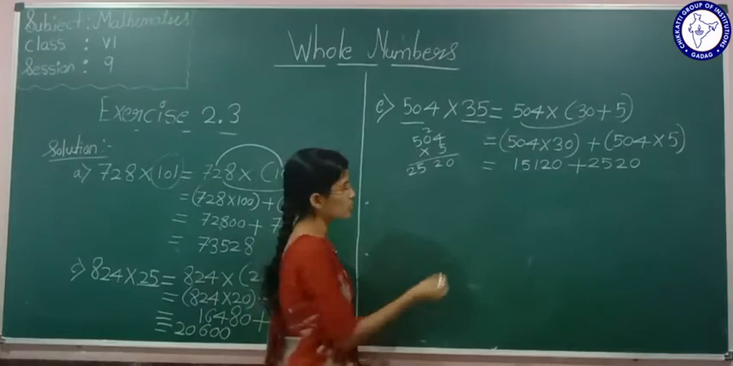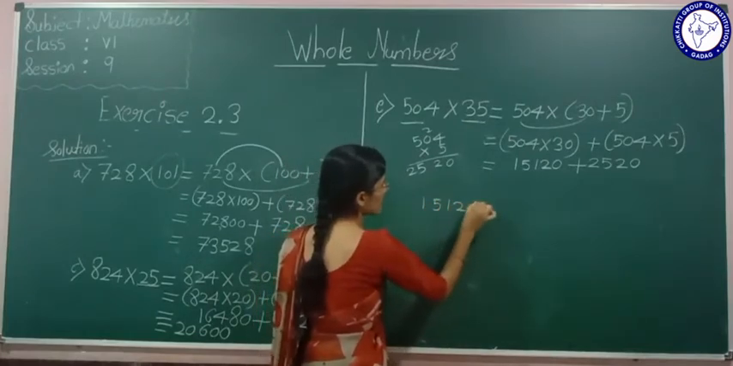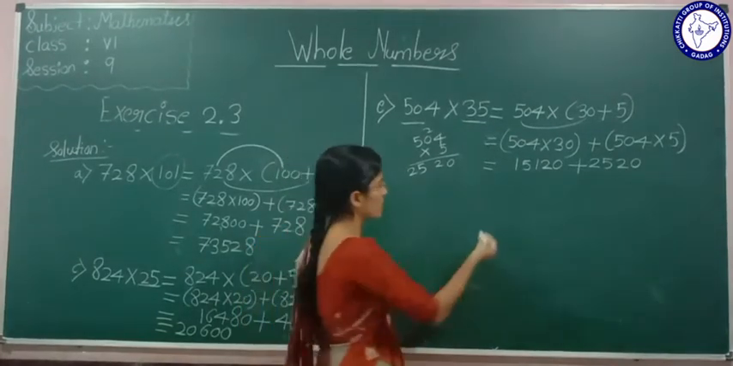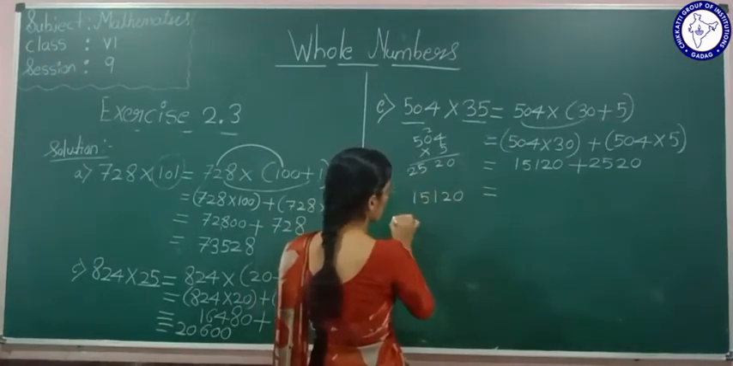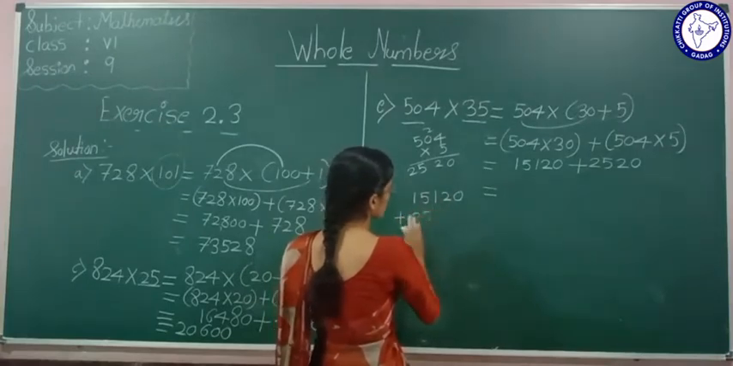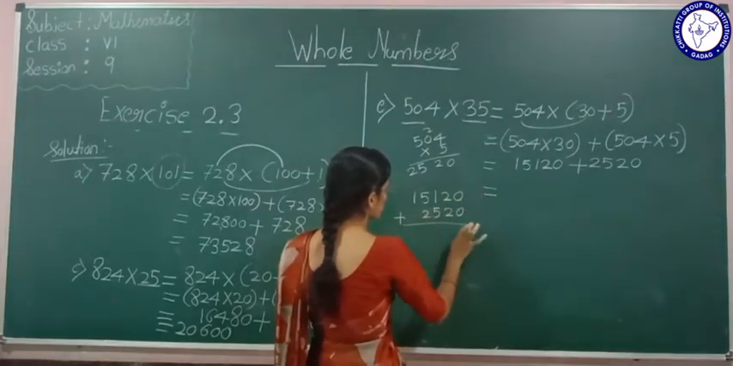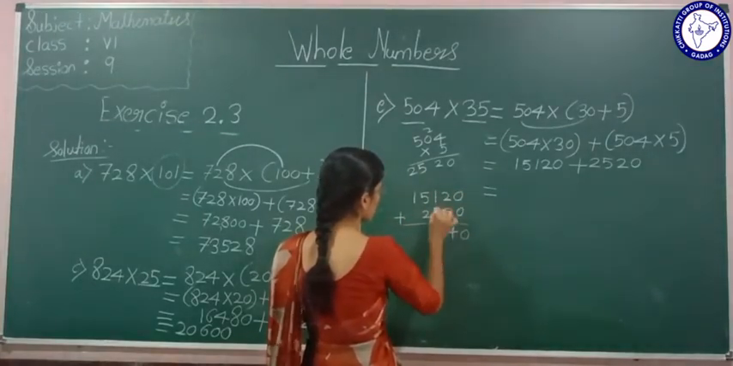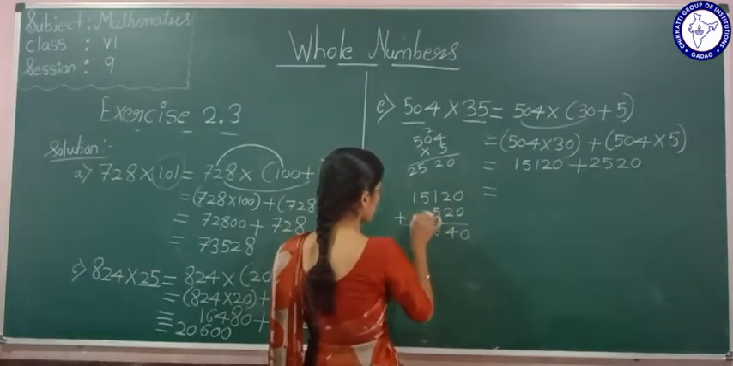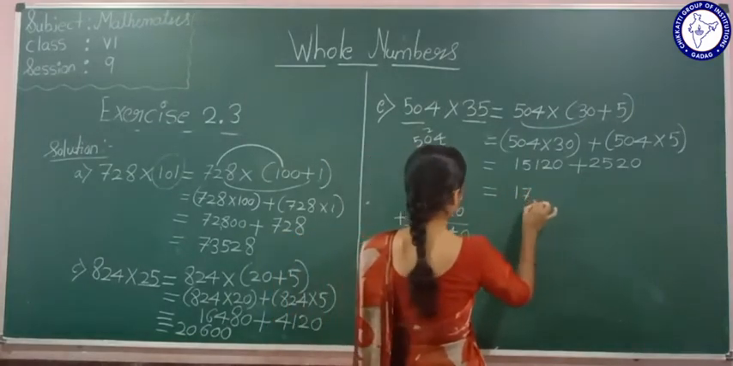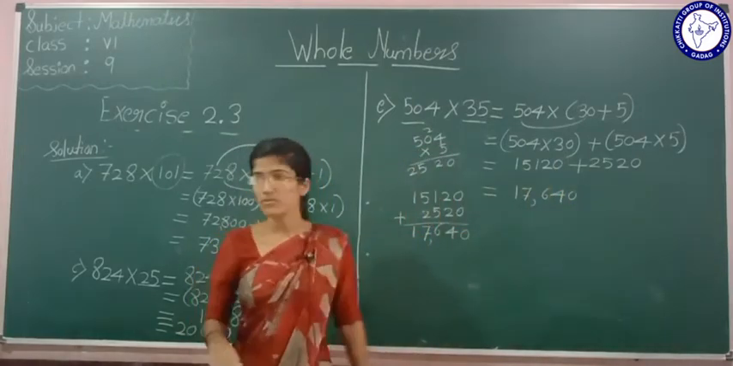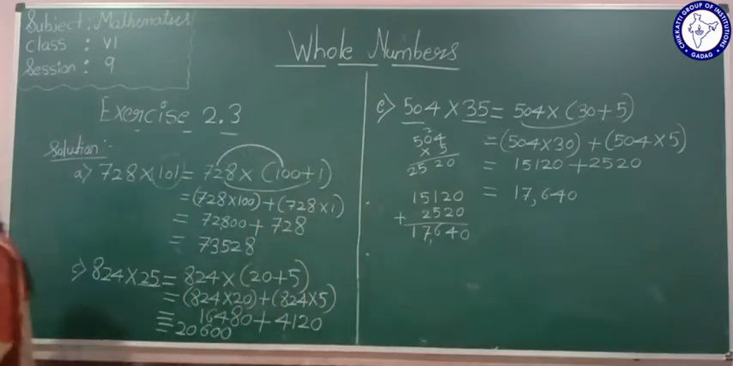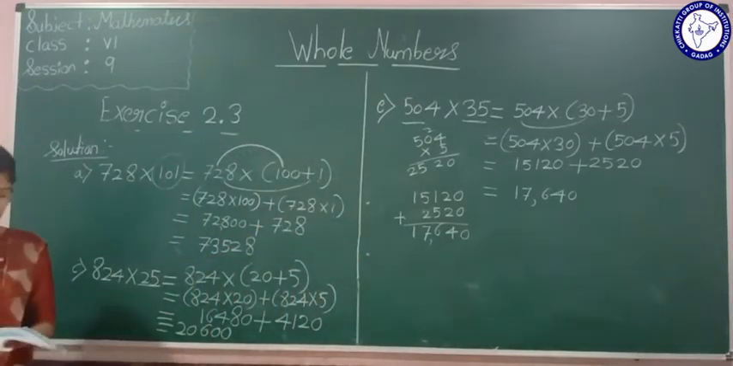Now do the addition of this. 12,120 plus 2,020. 0 plus 0 is 0. 2 plus 2 is 4. 1 plus 0 is 1. 2 plus 2 is 4. Here 1. It is 14,140. Okay. This is about the fourth question. Now we will see the fifth question.